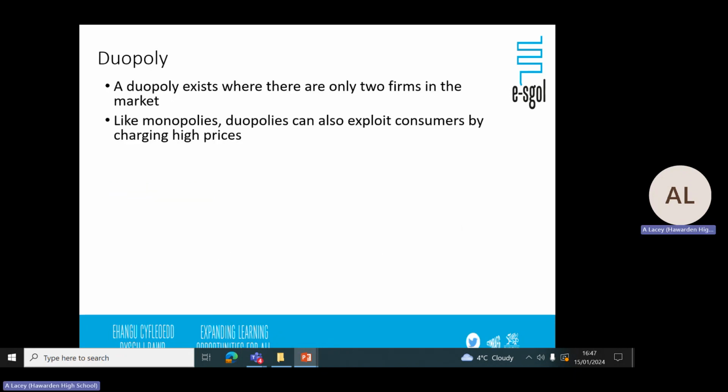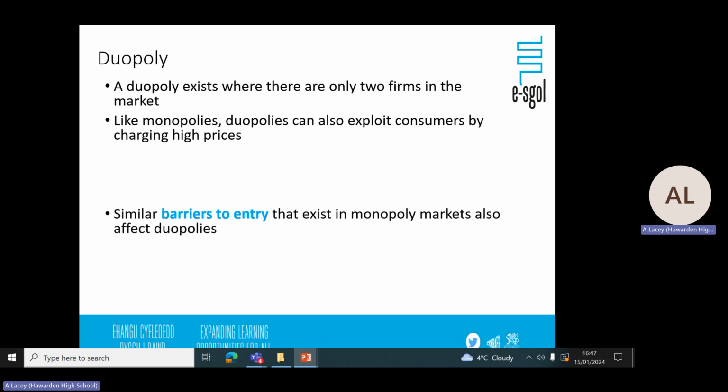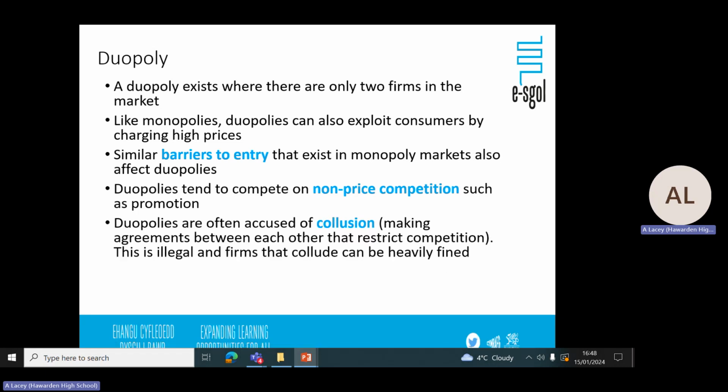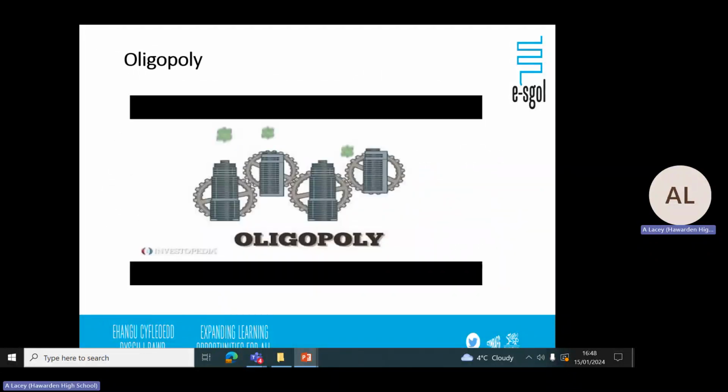Now, a duopoly exists where there are only two firms in the market. Like monopolies, duopolies can also exploit customers by charging higher prices. Similar barriers to entry and exit to monopoly markets also affect duopolies, and duopolies tend to compete on non-price competition, such as promotion. Duopolies are often accused of collusion, so making agreements between each other that restrict competition, and this is illegal, and firms that collude can be heavily fined.